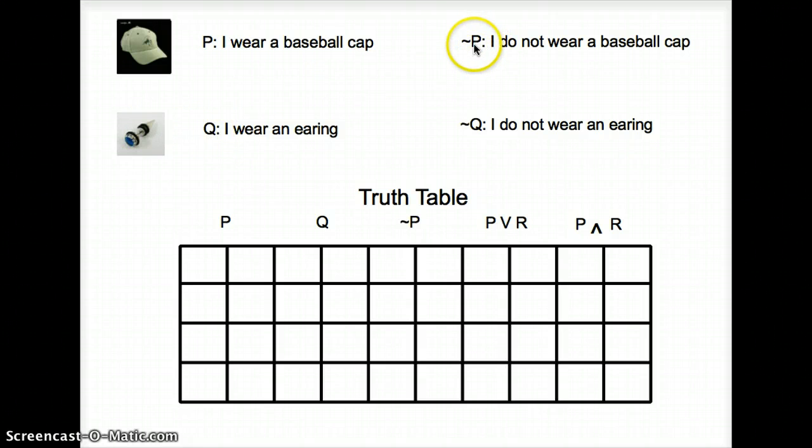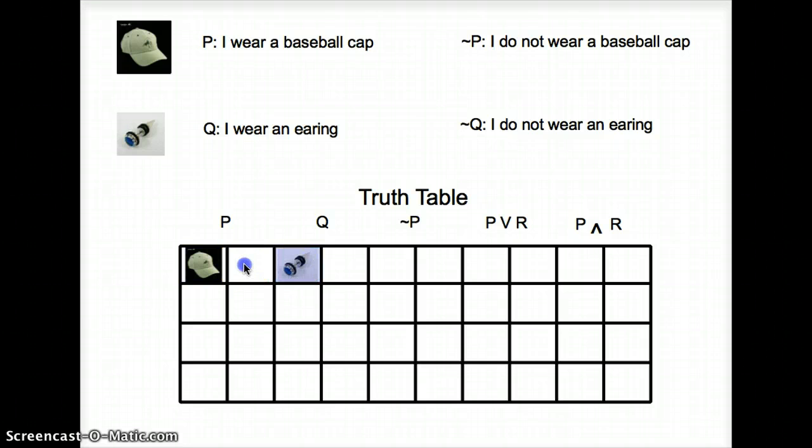And I could take the negation of each statement. Not P is I do not wear a baseball cap. Not Q, I do not wear an earring. So if we want to look at all the possibilities with these two statements, one possibility would be I wear a baseball cap and I wear an earring.